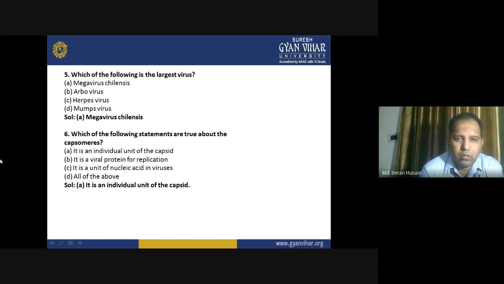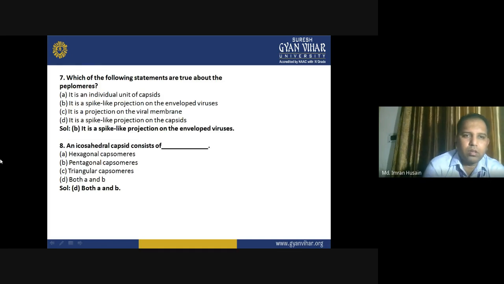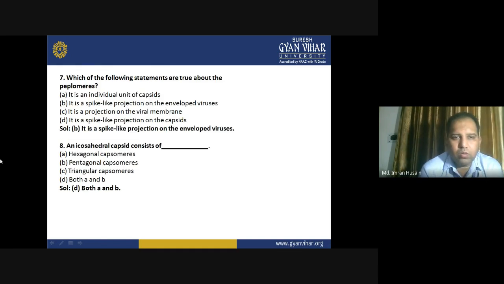Which of the following statements are true about capsomeres? Going through all the options, it is an individual unit of capsid that is required to build several of the capsids. Which of the following statements are true about the peplomers? It is a spike-like projection that is found enveloped around the virus. An icosahedral capsid consists of both A and B, hexagonal capsomeres and pentagonal capsomeres altogether.